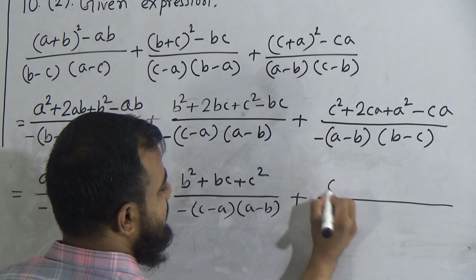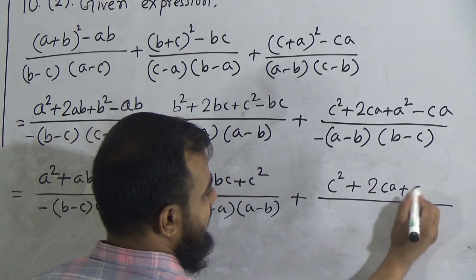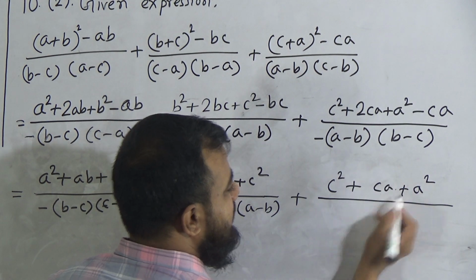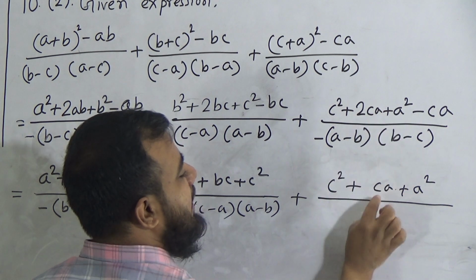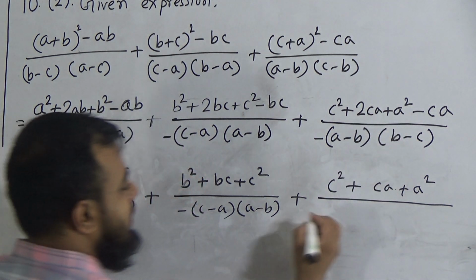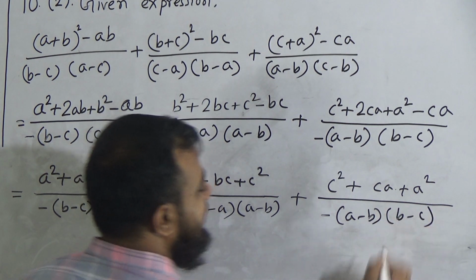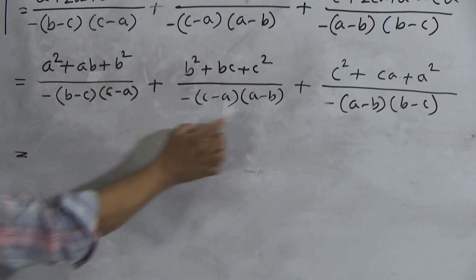In the third term, it's C square plus twice CA plus A square. Sorry, it's CA, because we will subtract this CA from twice CA. We will have only one CA. Okay, and minus A minus B into B minus C remain unchanged in the denominator. Now we will add these three terms.